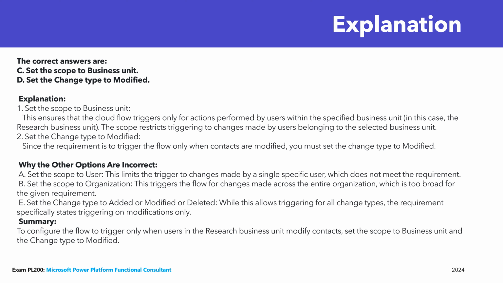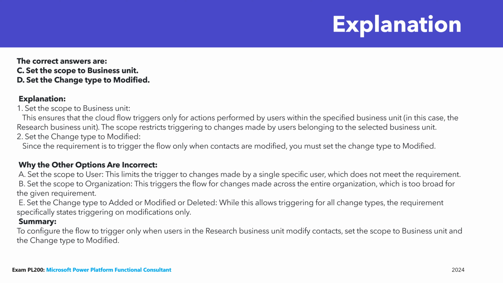2. Set the change type to modified. Since the requirement is to trigger the flow only when contacts are modified, you must set the change type to modified. Why the other options are incorrect. A. Set the scope to user. This limits the trigger to changes made by a single specific user, which does not meet the requirement. B. Set the scope to organization. This triggers the flow for changes made across the entire organization, which is too broad for the given requirement.